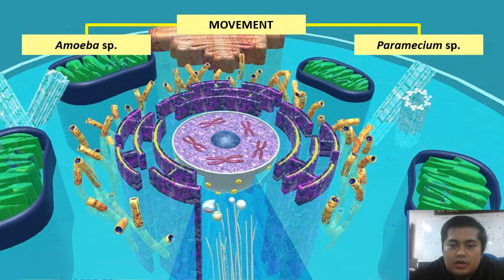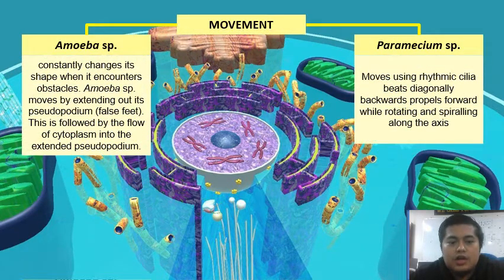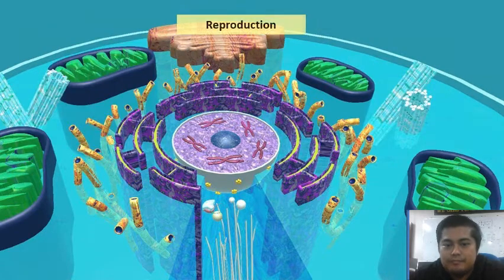Manakala untuk pergerakan pula sama juga, it constantly changes its shape when it encounters obstacles. Amoeba move by extending out their pseudopodium. This is followed by the flow of cytoplasm into the extended pseudopodium. So meanwhile, paramecium move using the rhythmic cilia beating diagonally backwards, propelling forward while rotating and spiraling along the axis.